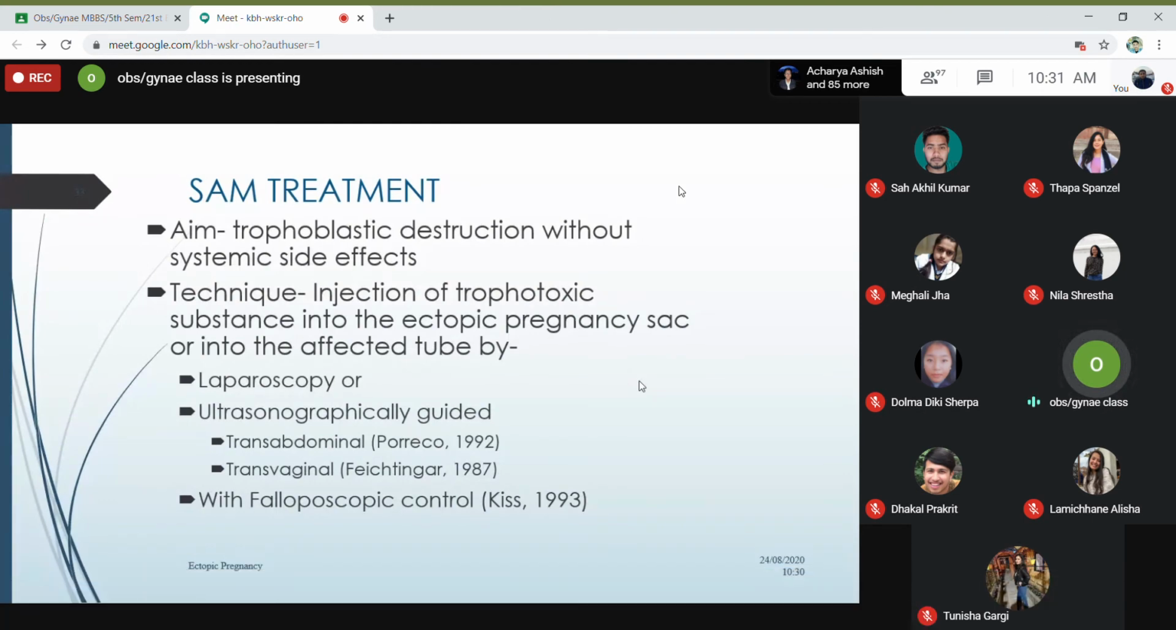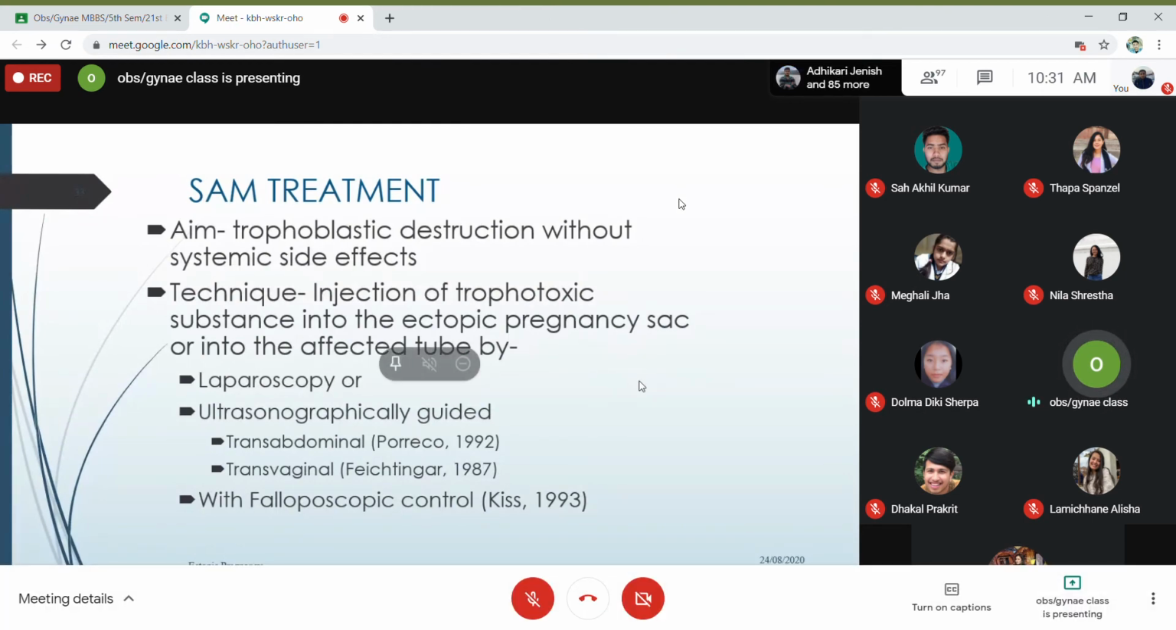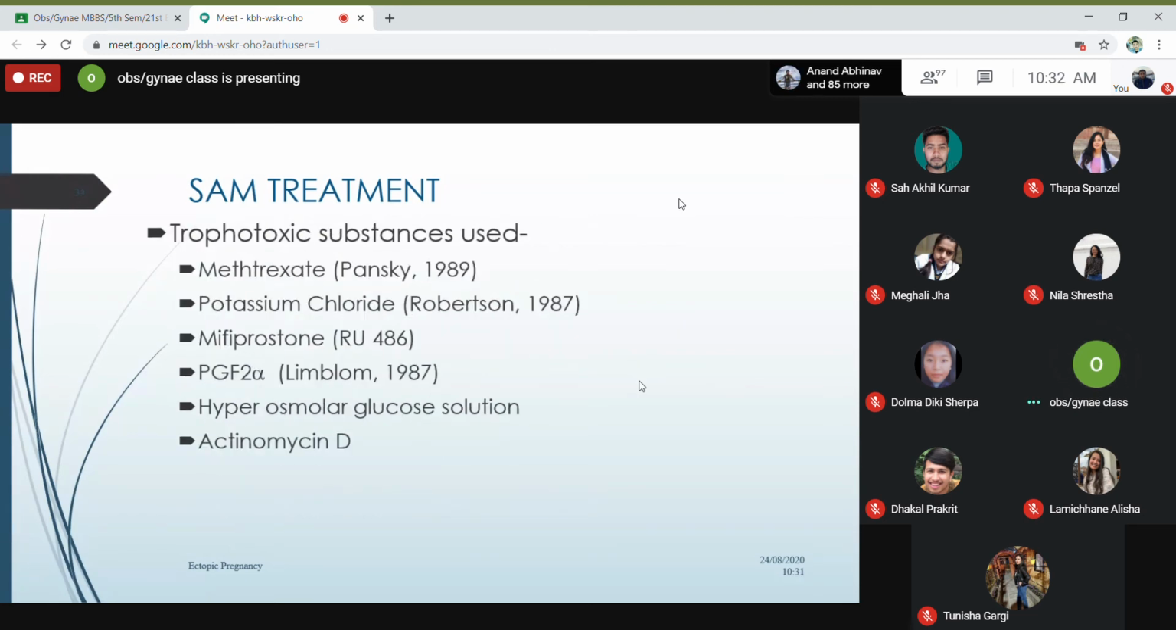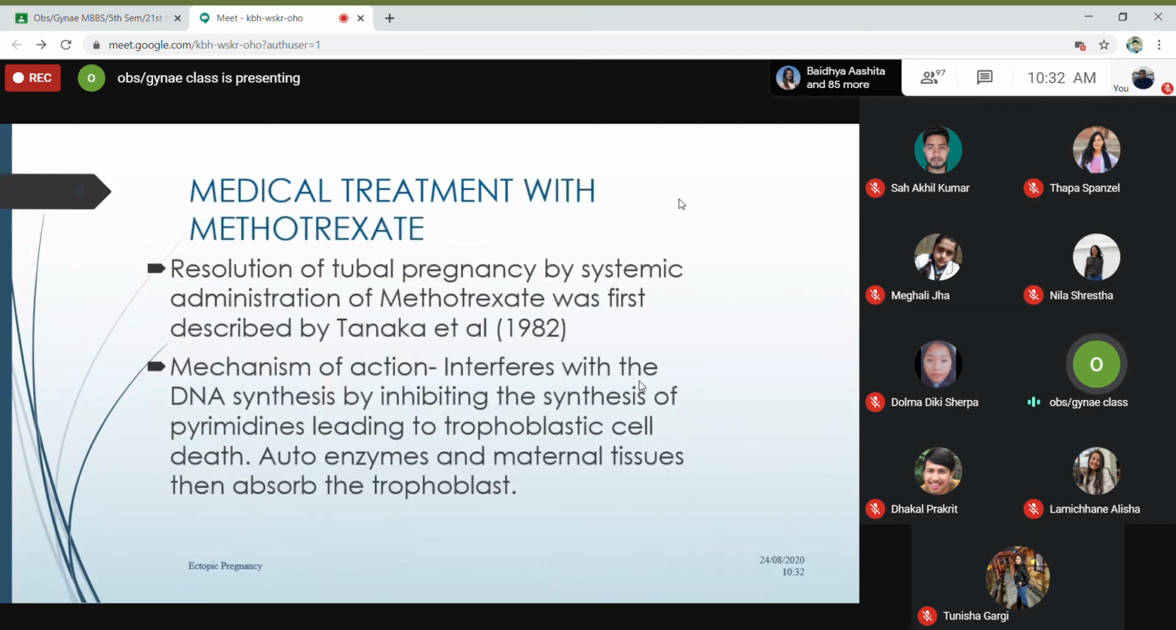So the technique is injection of a trophotoxic substance into the ectopic pregnancy sac or into the affected tube by laparoscopy or ultrasonographically guided, transabdominal or transvaginal, okay? I explained this to you earlier also. So the drugs could be methotrexate, potassium chloride, mifepristone, PGF2 alpha, hyperosmolar glucose solution or actinomycin D. Usually what we are using is methotrexate, okay?